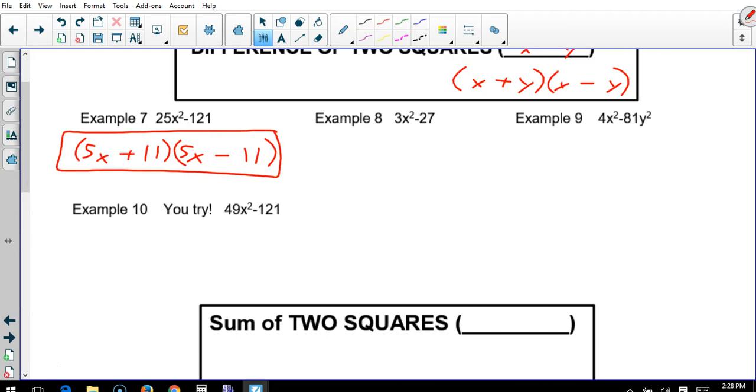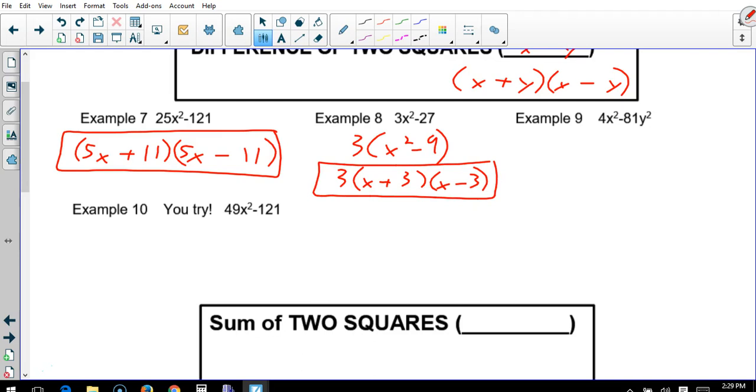Now this one doesn't look like a difference of two squares, because it's not. First step is always to check for the GCF. Now we have perfect squares. Don't forget to bring this 3 down. That's the most common mistake. Again, square root of x squared is x. Square root of 9 is 3. Make 1 plus, 1 minus, and you're finished.